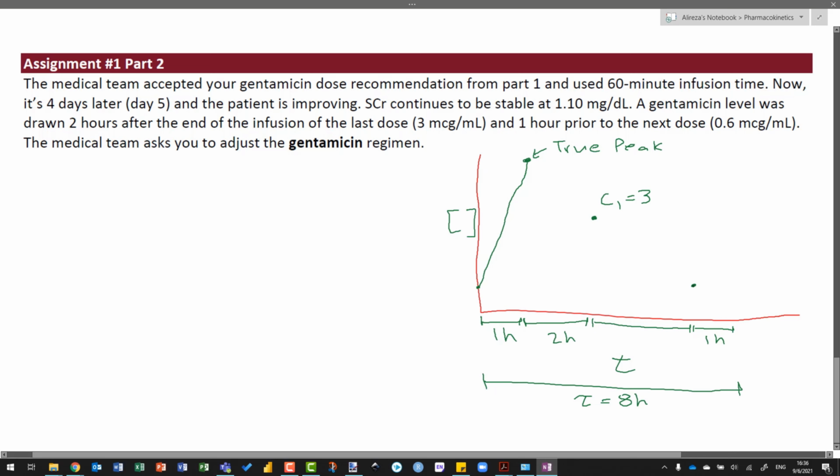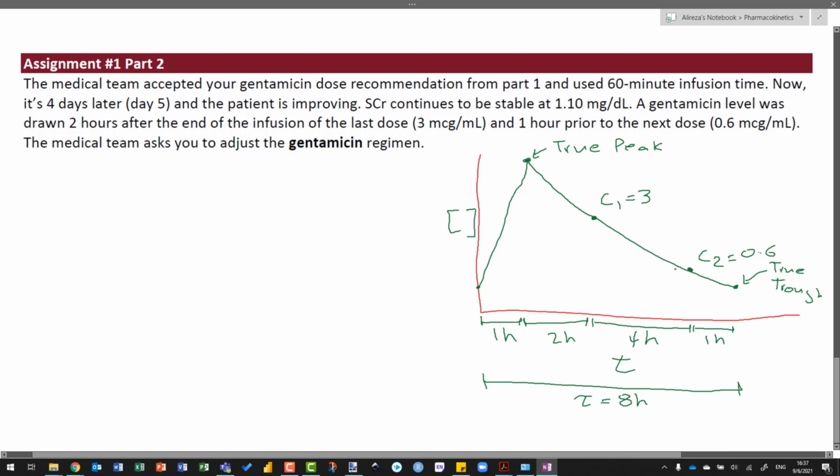And 1 hour before the next dose, we got a level. When it's time for the next dose, at the end of your tau, this is your true trough. And 1 hour before that, we got a level, which we'll call concentration 2, which was 0.6. It went down from here to here, and then it's time for the next dose. If you just look at this, you can calculate how much time is here: 8 minus 1 minus 2 minus 1, so there were 4 hours between C1 and C2. This is important because now we have 2 levels from the patient.